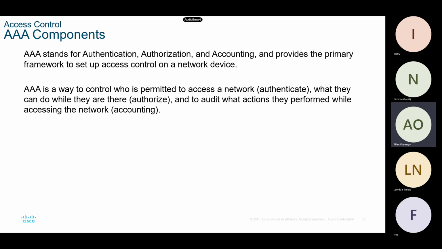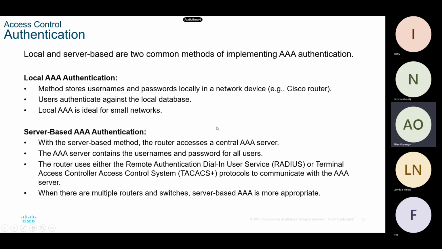And then once they're permitted in the system, what can they do? What are they authorized to do? That is the authorization function. Once we have identified who the person is and what they can do while in the system, we must audit the actions they have performed. We must audit what actions they performed while they were in the system, and that means they must account for their activities, and that's what we call accounting. So authentication, authorization, and accounting. That is the AAA server.